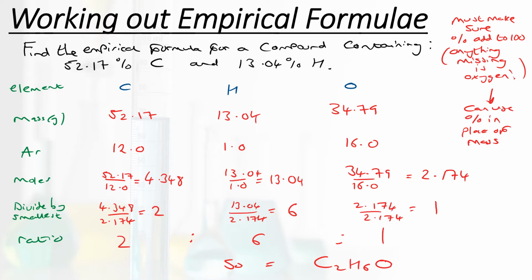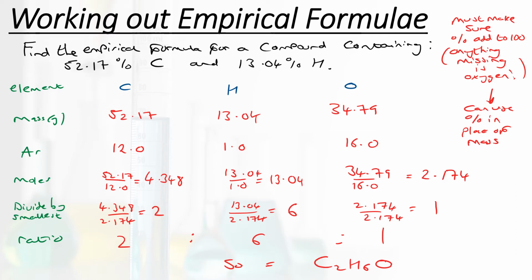Now that isn't a particularly easy ratio to work with, but you can turn it into a very easy ratio, as I said, by dividing by the smallest mole amount. So the smallest number there is 2.174 from the oxygen. So divide every one of those mole values by that. And when you do that, what you find is the ratio here for carbon is 2, hydrogen is 6, and oxygen is 1. And the reason why we do this is because we'll always end up with one of these ratios being equal to 1. So in this case, our ratio is 2 to 6 to 1. So our empirical formula is C2H6O.